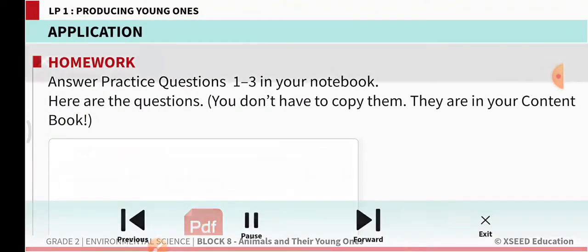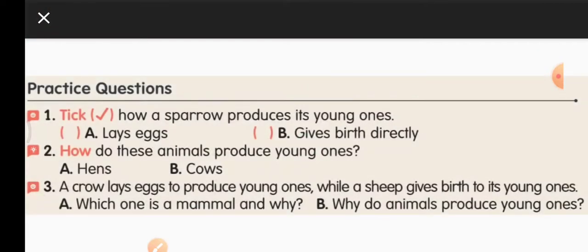Now all of you open your content book, beta. What are the questions in the content book? Practice questions. Question number 1. Tick how a sparrow produces its young ones. How does a sparrow produce its young one? Sparrow is a small bird, right? Does it lay eggs or does it give birth directly? A sparrow lays eggs. So put a tick in the bracket A.